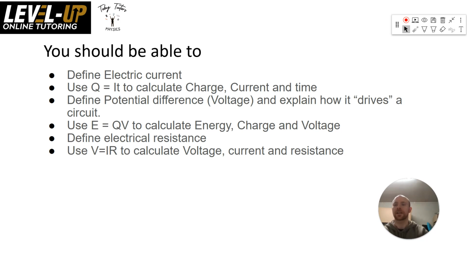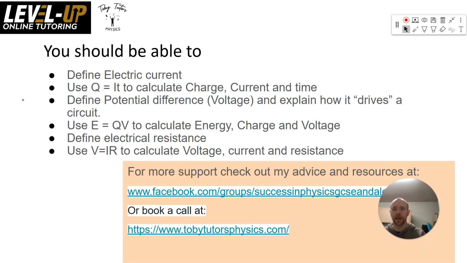Okay, what we should know. We've defined electric current. We've used the formula Q equals IT, and we've done some calculations. We've defined voltage and potential difference and explained how it drives the current around the circuit. We've used E equals QV to define voltage, and we've also defined electrical resistance. And we've used V equals IR. So we've covered a lot of ground there. We'll look at a lot of these ideas again, but just to get an overview of how current, voltage and resistance all work together, I think is really important. So I hope you found that useful.